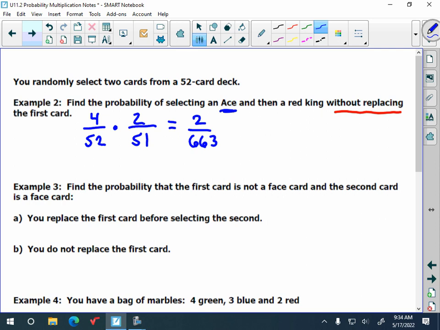And we'll give the decimal also. 0.003. So it's a 0.3% chance. So it's not even 1% of that happening.